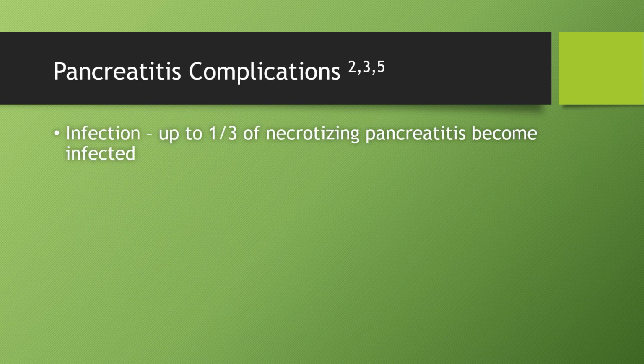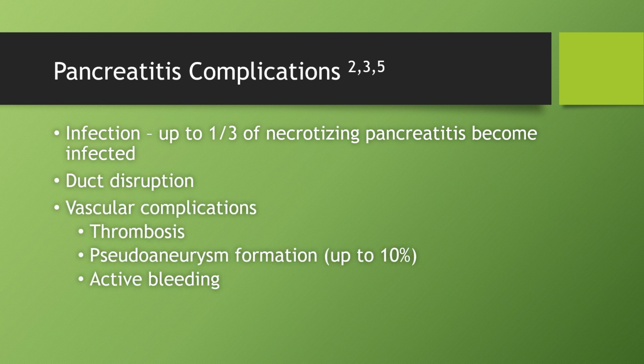Pancreatitis complications. Infection: up to a third of necrotizing pancreatitis will become infected. Duct disruption, which I'll talk about. Vascular complications, which I briefly touched on, which include regional venous thrombosis and pseudoaneurysm formation. Up to 10% of these patients will get a pseudoaneurysm in one of the regional arteries, which also can lead to active bleeding, and fistula formation.